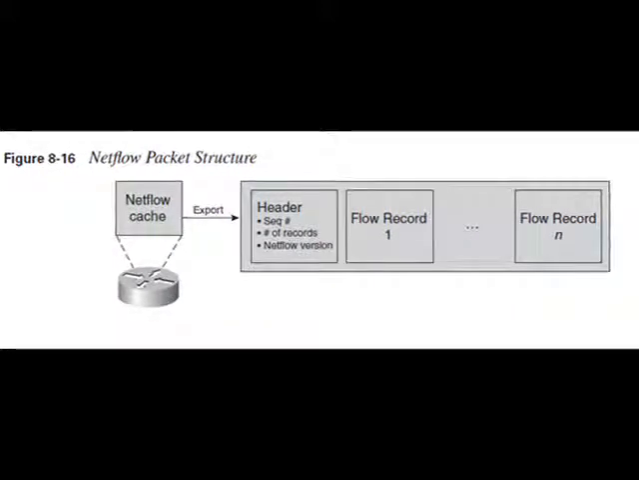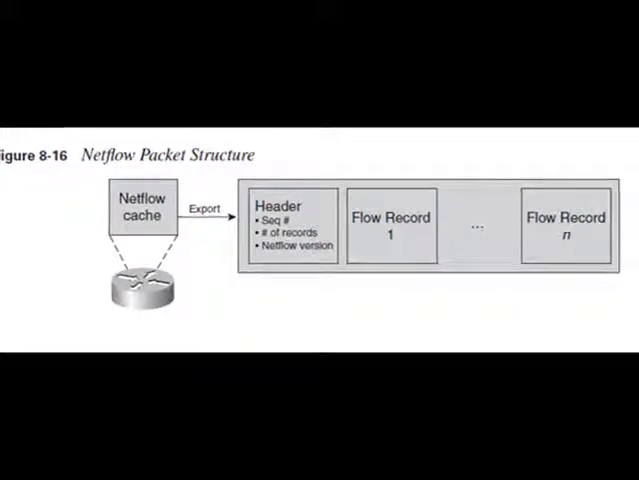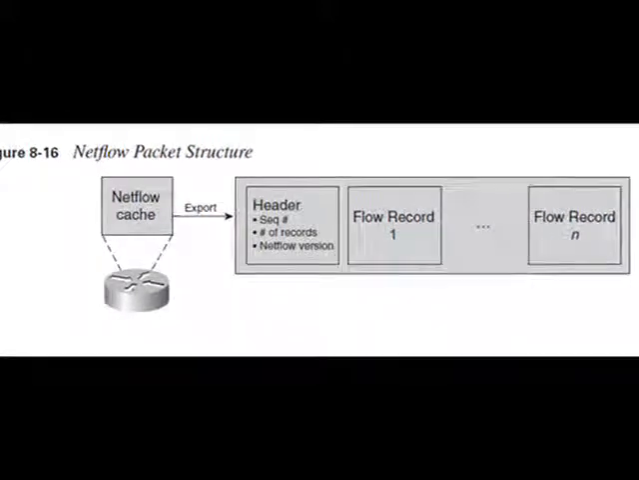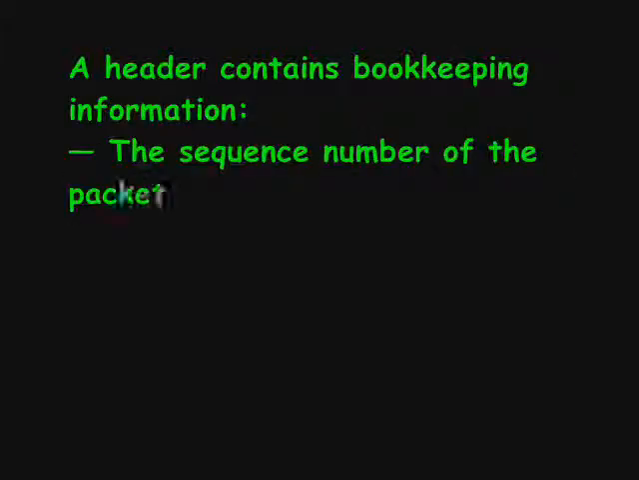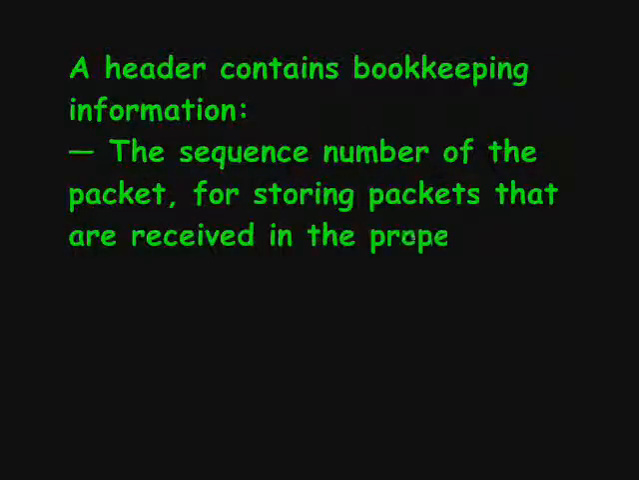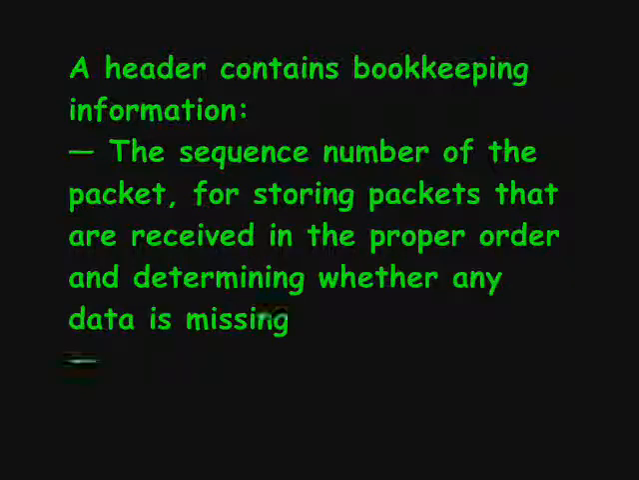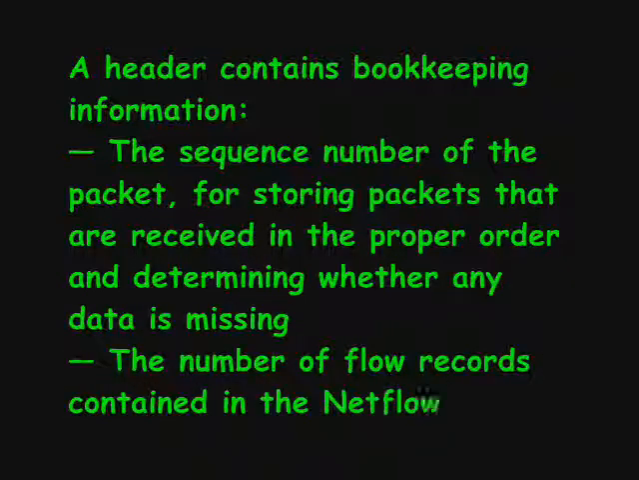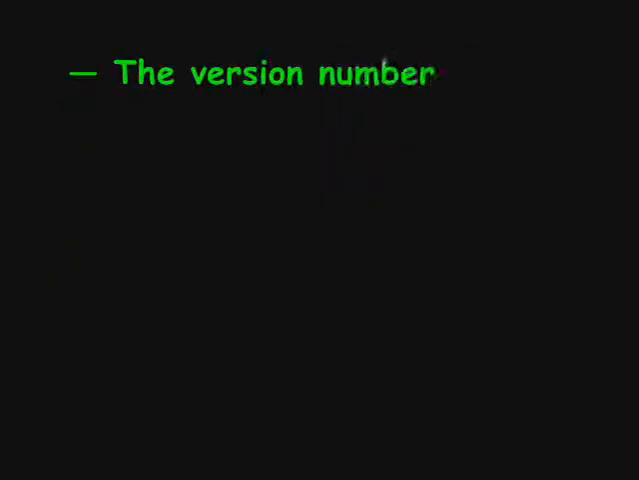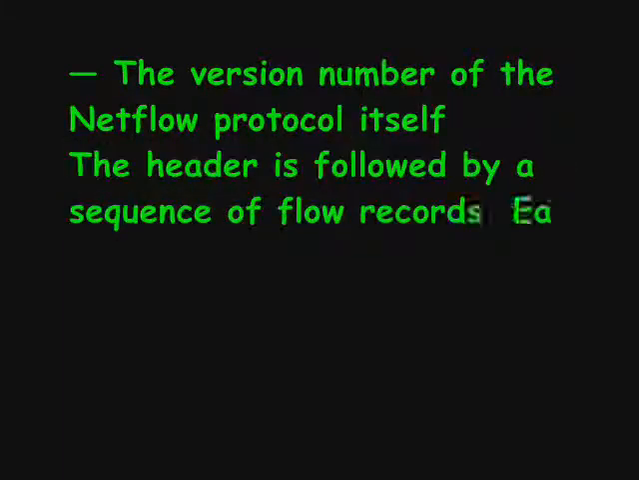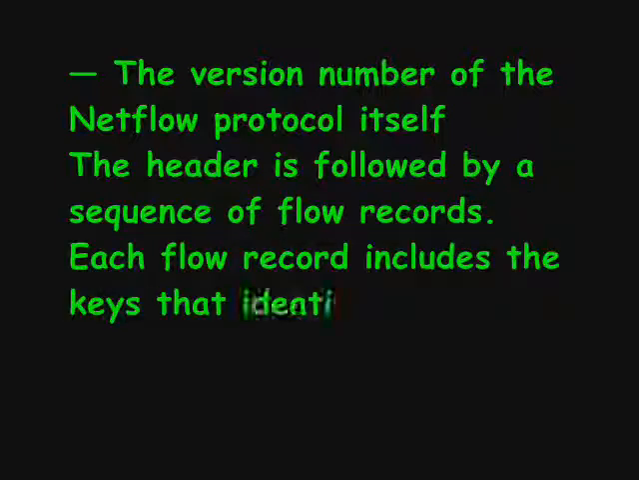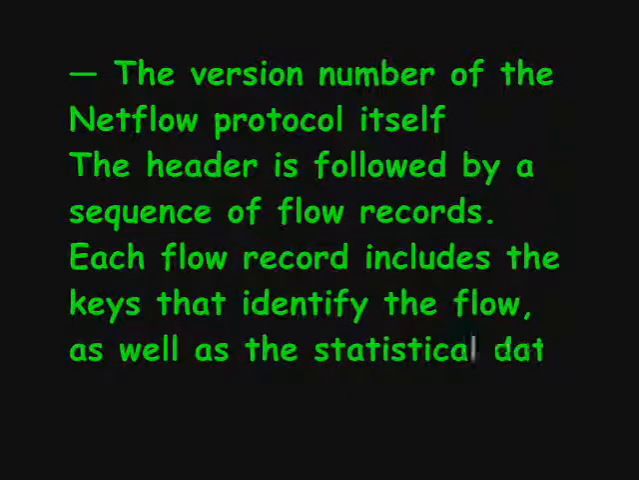Figure 8-16 illustrates how a Netflow packet is structured. It consists of the following elements. A header contains bookkeeping information: the sequence number of the packet for storing packets that are received in the proper order and determining whether any data is missing, the number of flow records contained in the Netflow packet, and the version number of the Netflow protocol itself. The header is followed by a sequence of flow records. Each flow record includes the keys that identify the flow, as well as the statistical data collected for it.